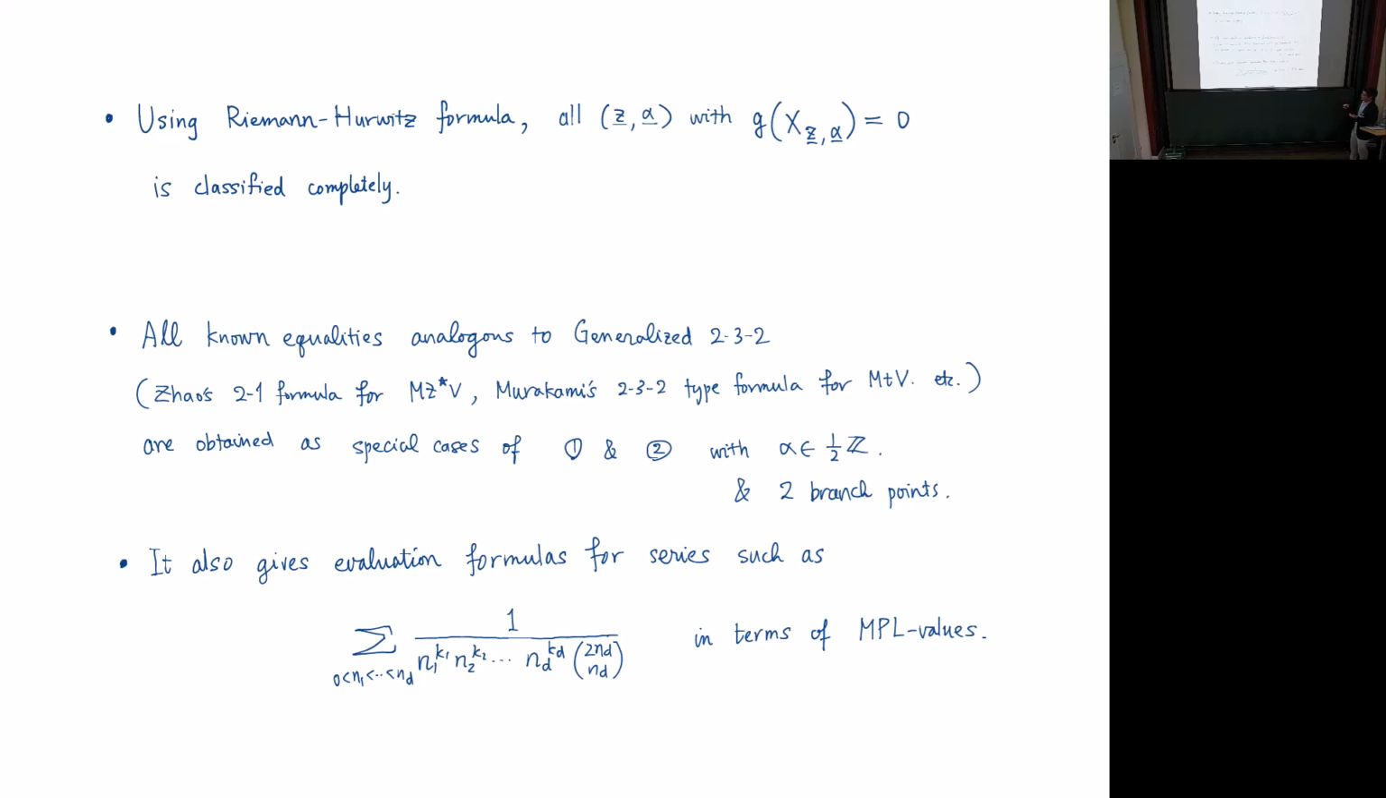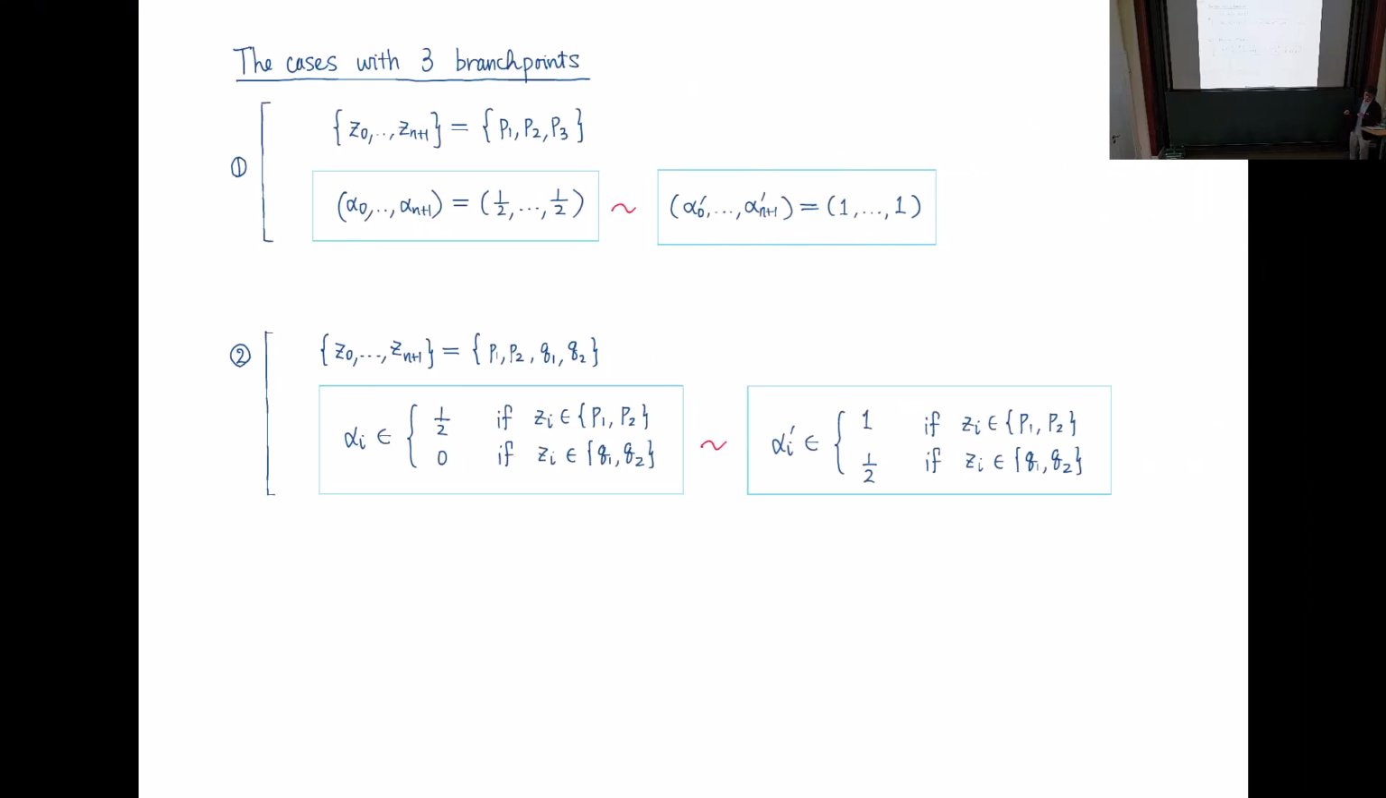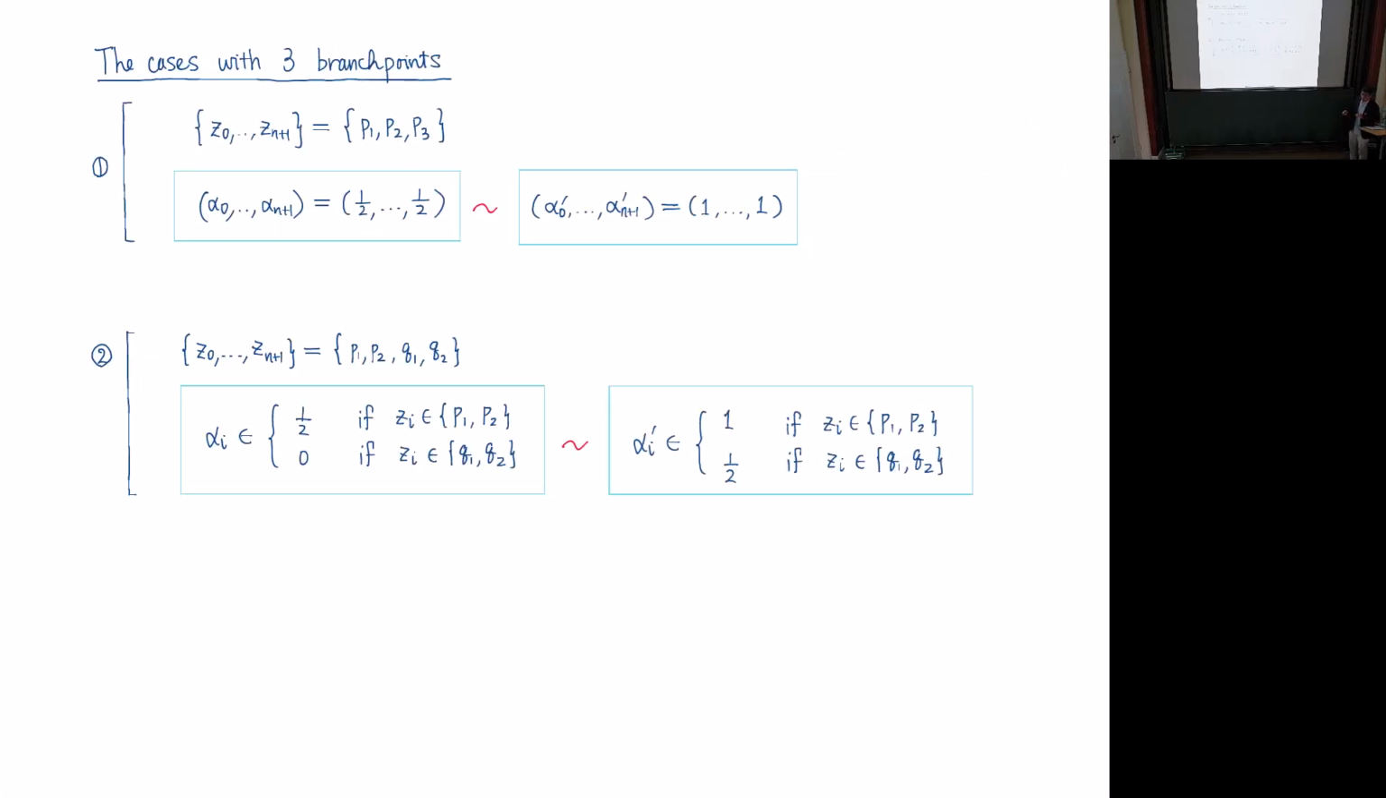And it also gives evaluation formulas for the nested sums containing the central binomial series in the denominator, and also the ones with the numerator and with some sign, and all of them can be evaluated in terms of MPLs using this iterated bilateral identity. Do you have different alphas? Yes, there are cases when alphas are different.